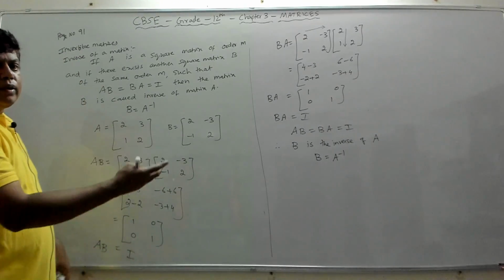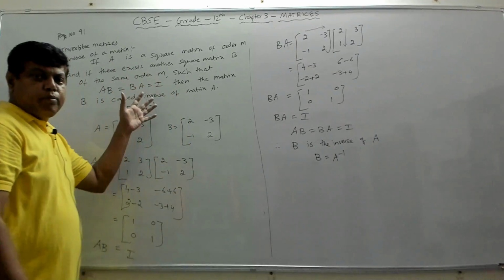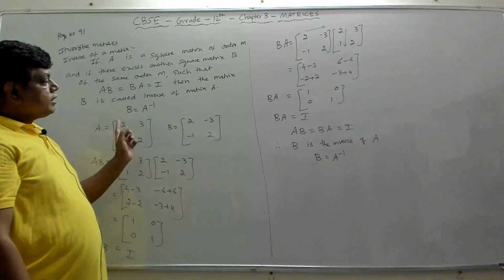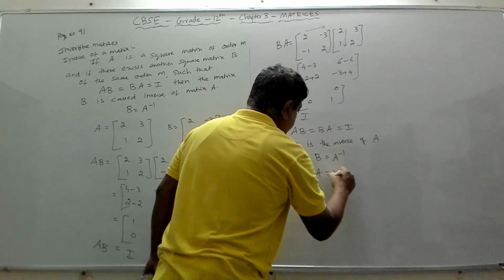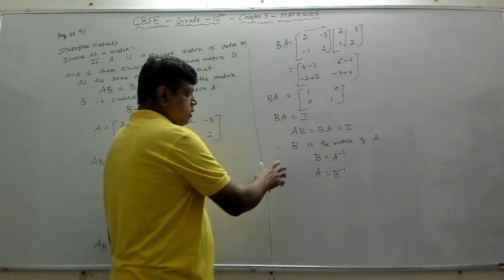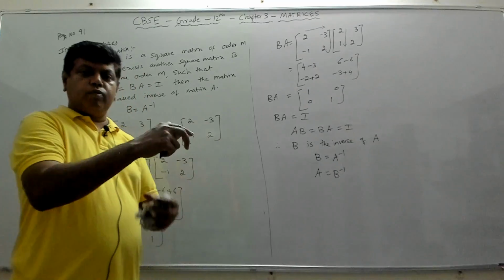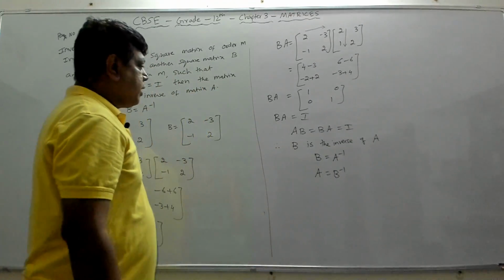We can even say vice versa. We can even say A is the inverse of B. The same argument, same definition, if you apply, we can even call A is equal to B inverse, right? If one is the inverse of the other, then vice versa is also true. The other is the inverse of the original matrix.